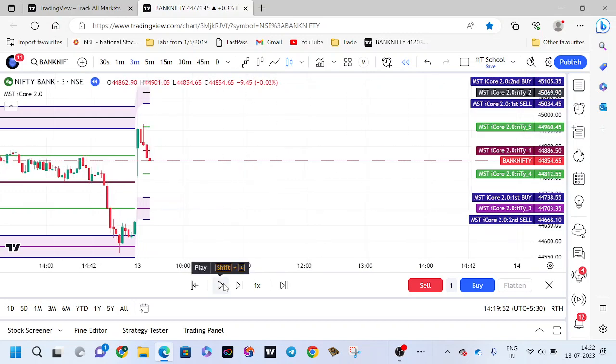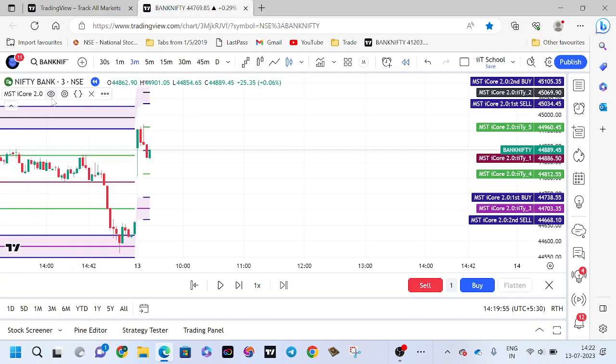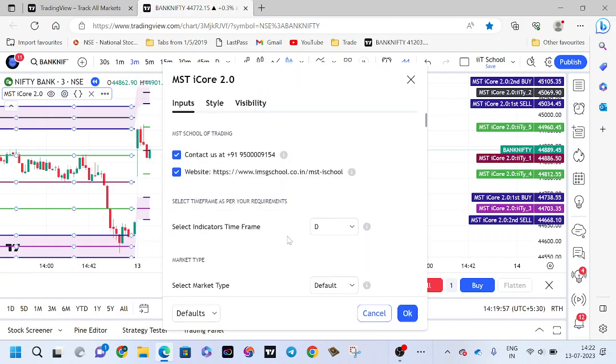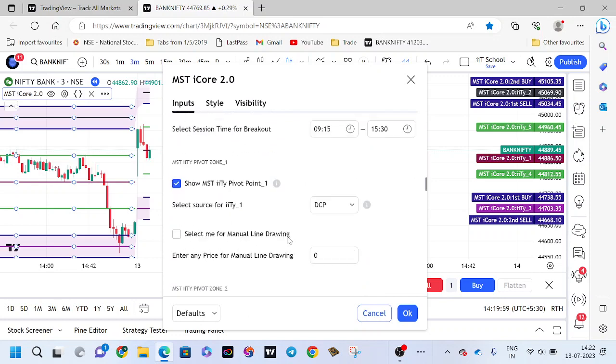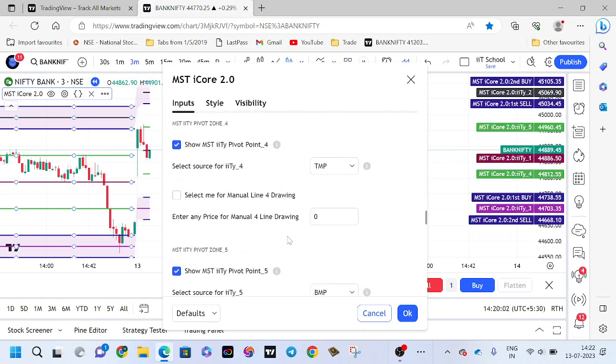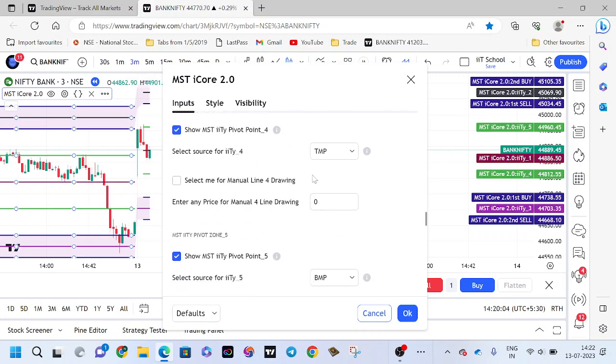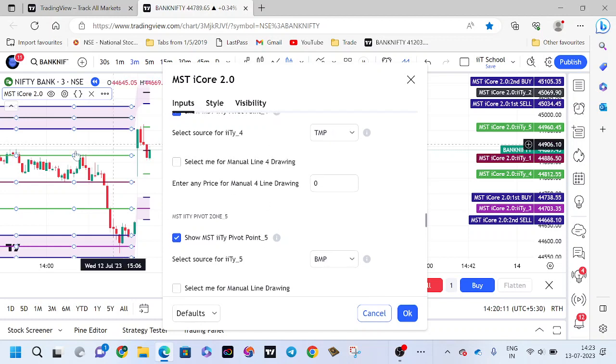And I forgot to say one thing. Today we have given one new update in the indicator. What is the new update? In the bottom you can see TMP and BMP. TMP means top midpoint and BMP means bottom midpoint. So two extra lines will be found between our buy entry and the sell entry. They will also act as support or resistance, and also as targets. From the buy entry there is one target, and from the sell entry it will also act as the target.